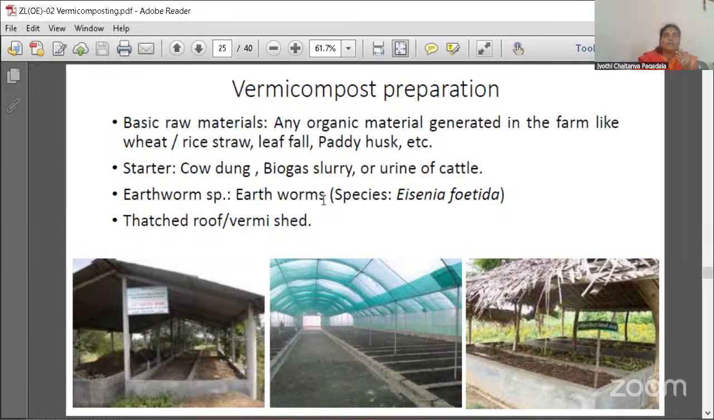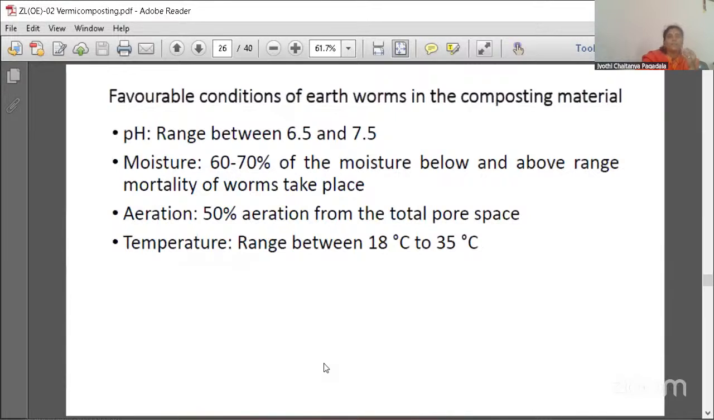Here the earthworm species is Eisenia foetida. We have to maintain the thatched roof, that is a vermishade, to avoid the high sunlight, since earthworms are very sensitive to sunlight, so we have to maintain the roof, and also to avoid the water logging during the rainy season.